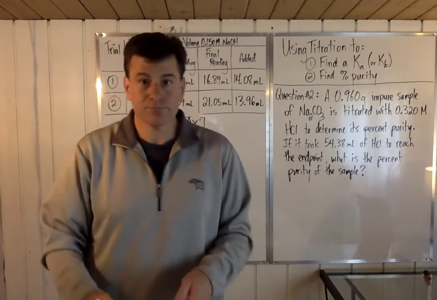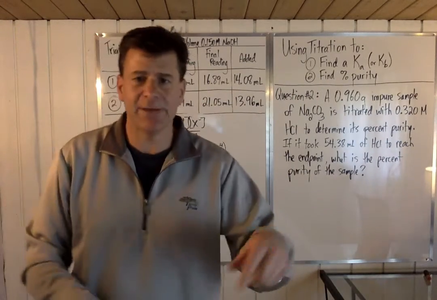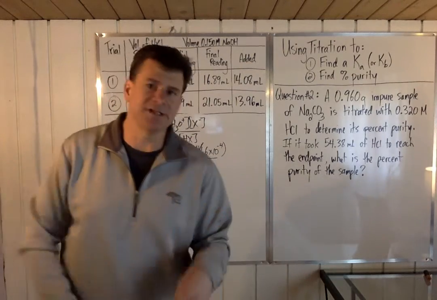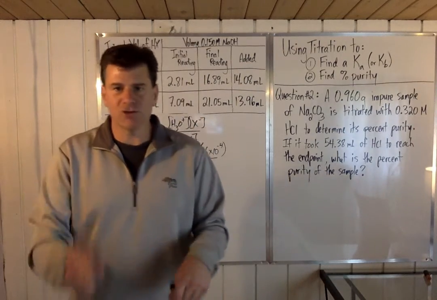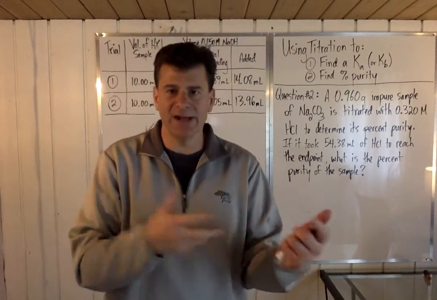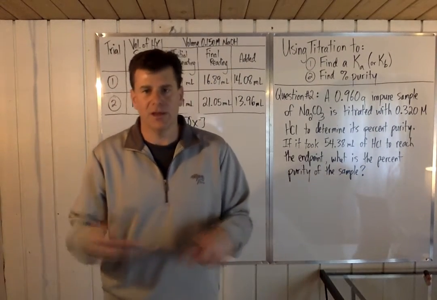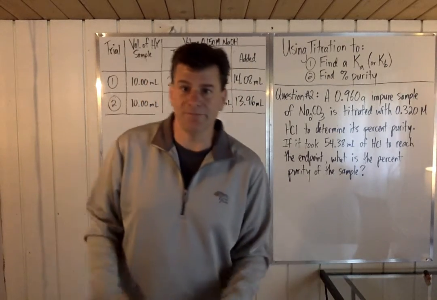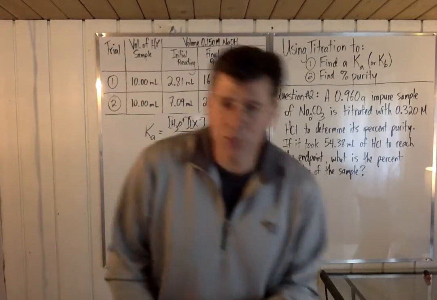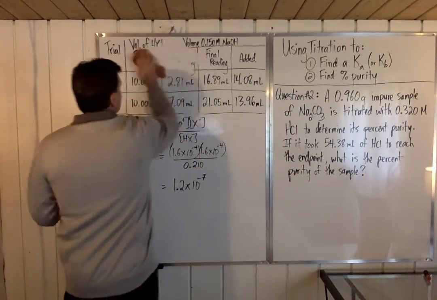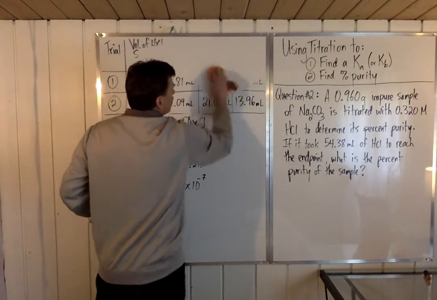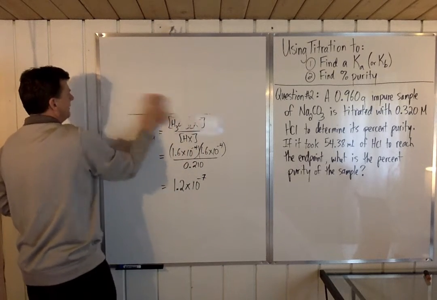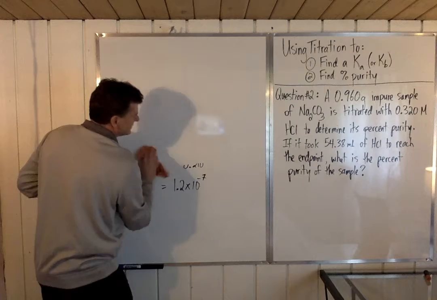Okay, so I'm not giving you a data table. We're not doing multiple trials. We're not having to average anything. It's flat out telling you what we did. We did one trial. We took some HCl and added it into the Na2CO3. It took this much HCl. That's enough info. Let's go for it. Okay, so how do we go about doing this? We don't have a data table, so we don't have to do any averages. We don't have to subtract. We've already cut to the chase on that one, right?